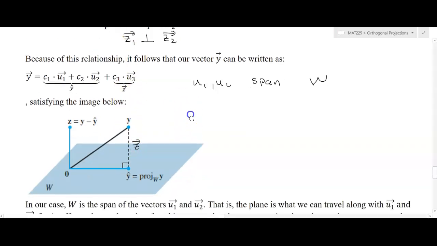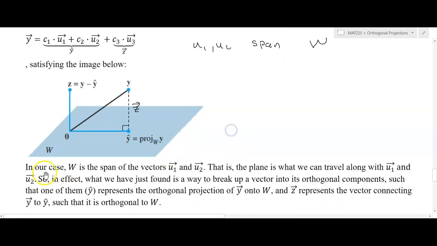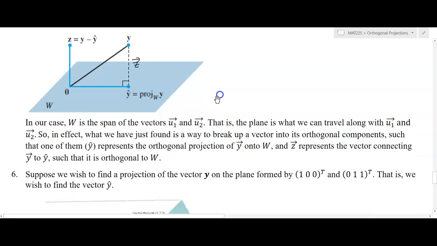So all I really have to do in order to find out what y hat is, is find the correct linear combination of them to be able to reconcile the y vector. So once again, in our case, W is the span of the vectors u1 and u2. That is, the plane is what we can travel along with u1 and u2. So in effect, what we have just found is a way to break up a vector into its orthogonal components such that one of them, y hat, represents the orthogonal projection of y onto W, and z represents the vector connecting y to y hat such that it is orthogonal to W. So this is a really beautiful result. It's the generalization of what we did earlier. Same kind of idea, it's just now we're working with higher dimensional vectors.